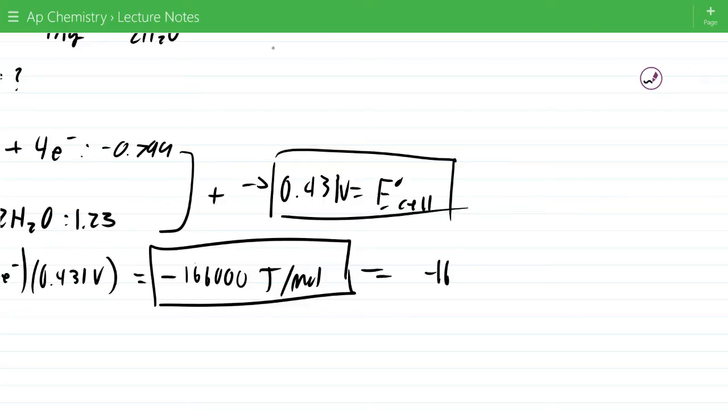Hey, take this overall equation, write a reduction half reaction and an oxidation half reaction, and hopefully you'll see how many electrons are added.